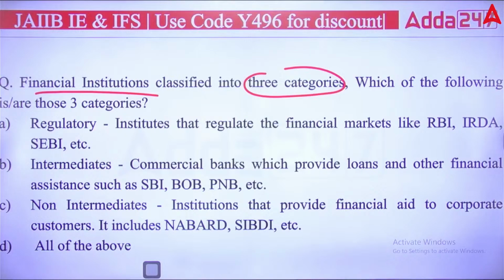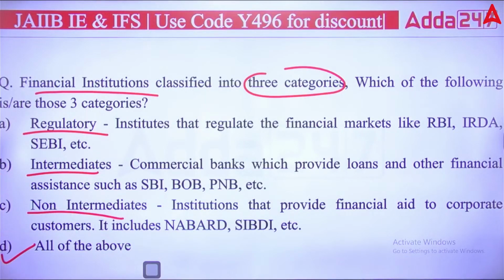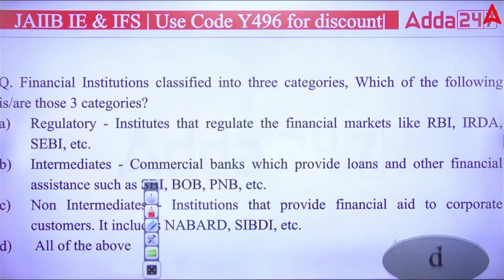So you have to answer which of the following is actually a category of financial institution. A, B, C or D? Which of the following is correct? A, B, C or D? And the right answer will actually be all. Very good. All of the above are financial institutions, so they have been classified into 3 categories. The right answer will be D.